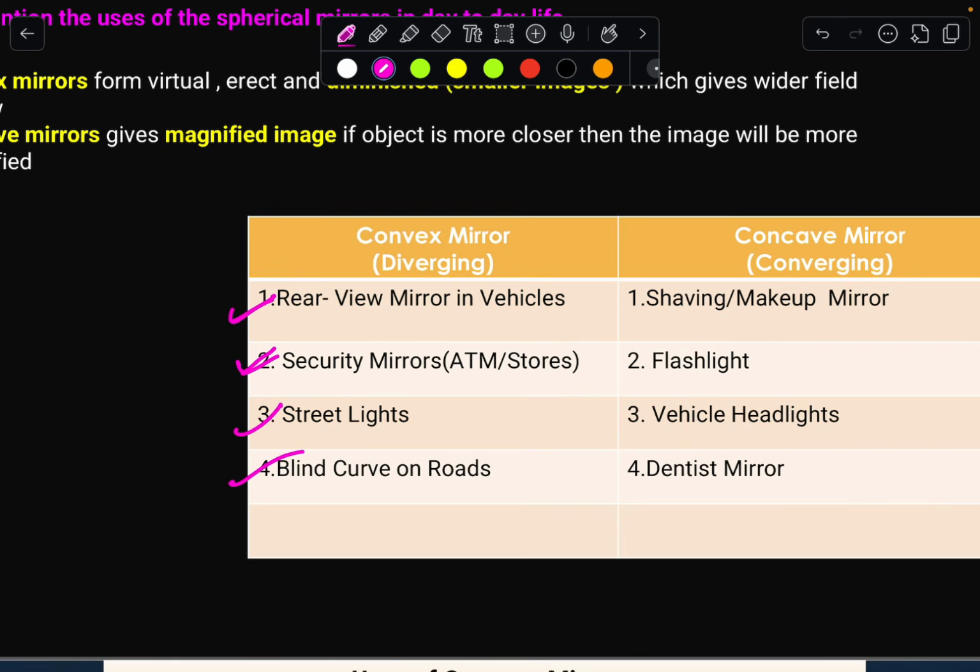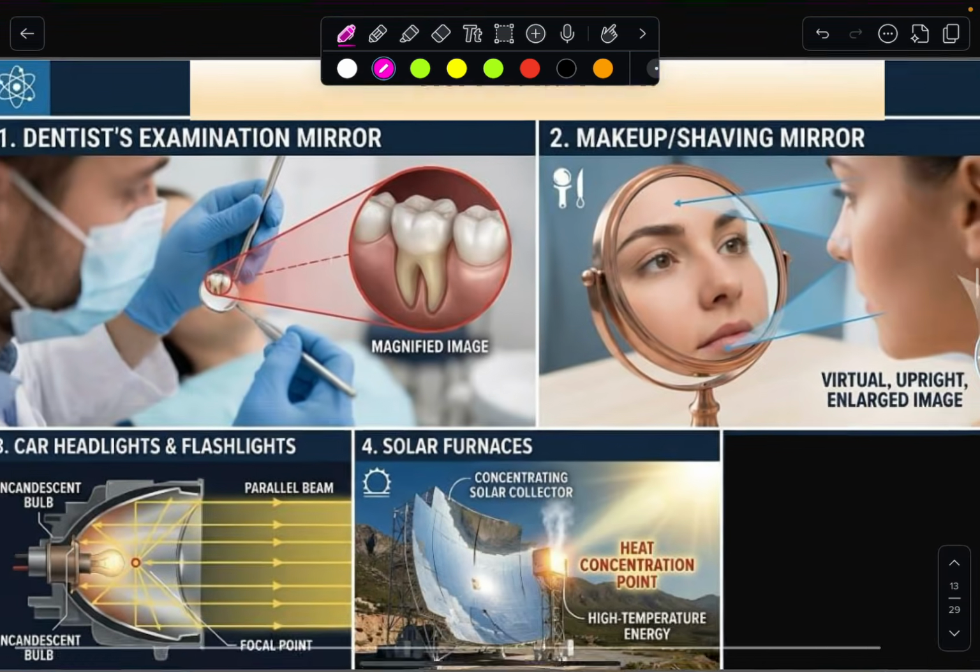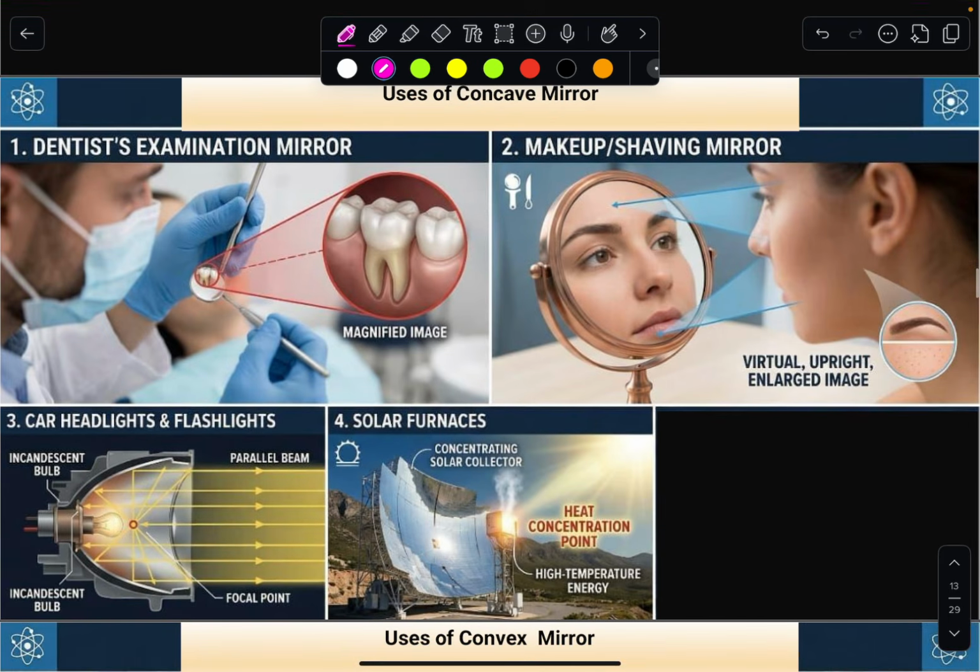But a concave mirror, sir, we are using as shaving mirror, flashlight, vehicle headlight, dentist mirror. Here I have given the diagram for concave. If you see, this dentist is using it to see the teeth, and this mirror is a concave mirror. So you tell me, which case is this? When the object is lying between focus and pole, the image is virtual, erect, and enlarged.